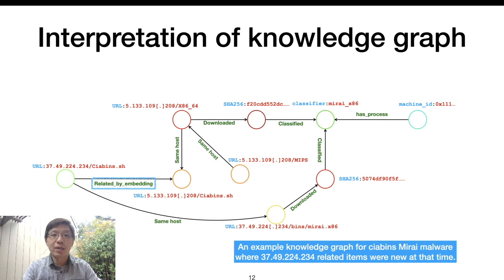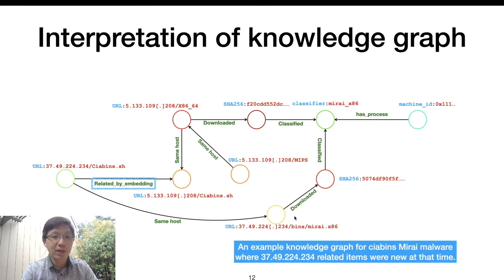Yes, we constructed the graph. Now we want the graph to tell us a little bit more. So we run a task in the knowledge graph called link prediction. What it does here is that we try to predict whether this related-by-embedding link can be predicted by the full graph.